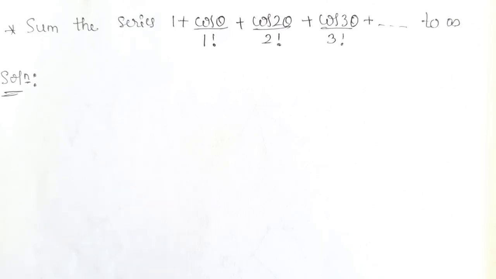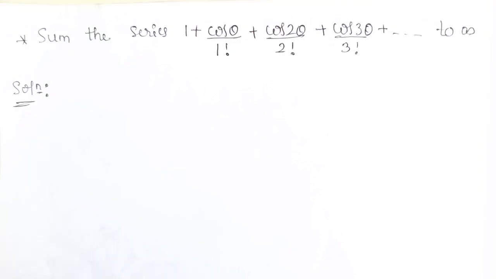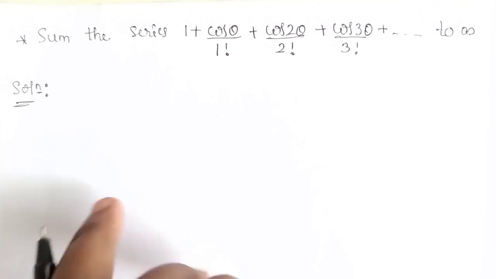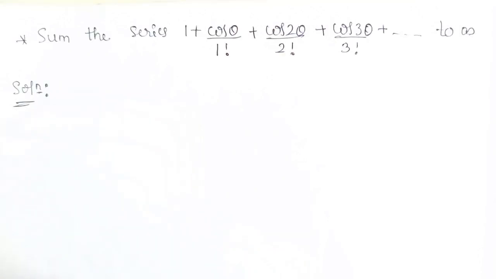Today we shall study the summation of trigonometric series. We have already done these types of problems, but this problem is quite different from those. Given: sum the series 1 plus cos theta divided by 1 factorial plus cos 2 theta divided by 2 factorial plus cos 3 theta divided by 3 factorial up to infinity.